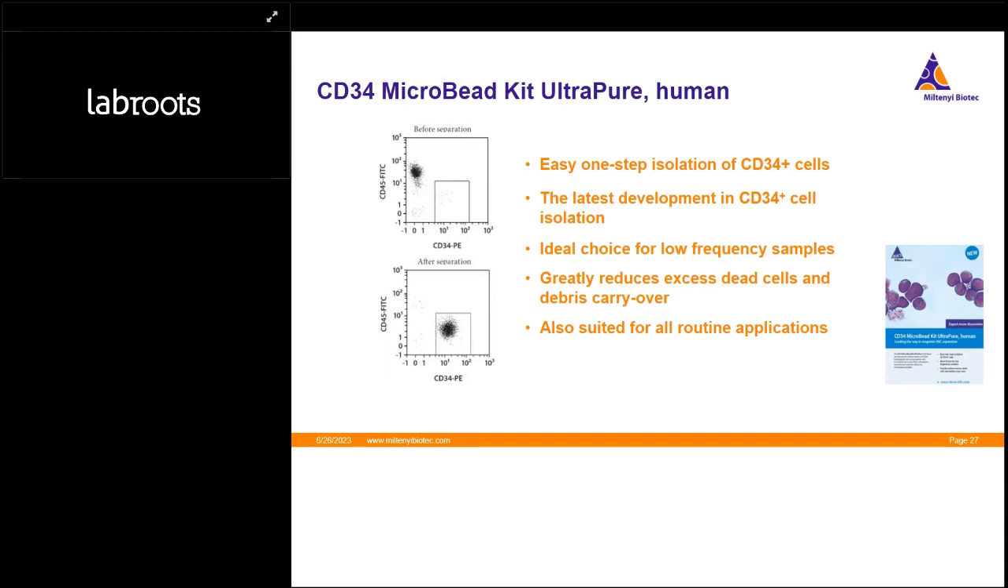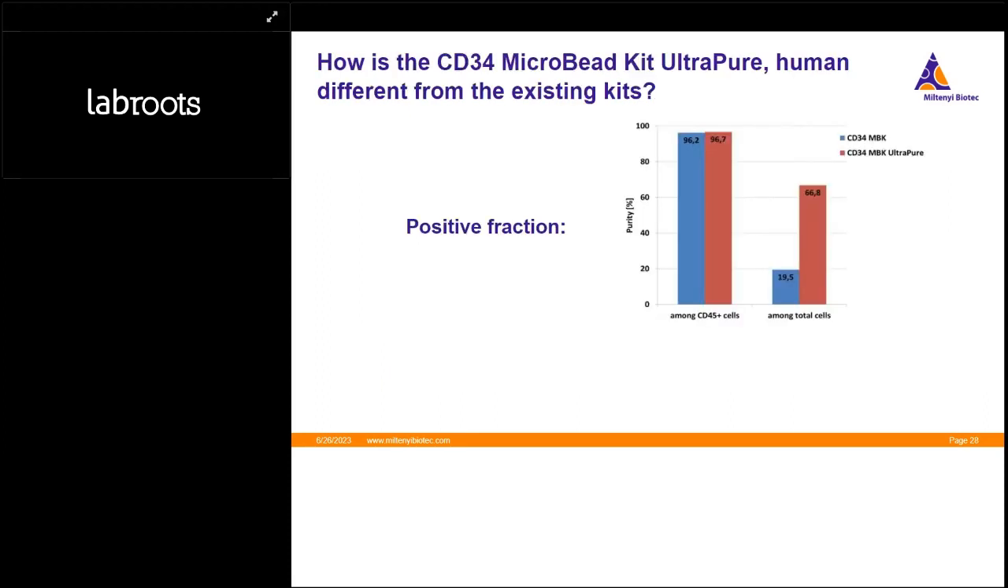And you might notice that the name has ultra pure over here. So we also have the CD34 microbead that's not ultra pure, that is standard. And what is basically the difference over here? Well, here is comparison data for that. So for the amount of the CD34, which of course is the parent gate, if we compare that, you can see the result is more or less similar.